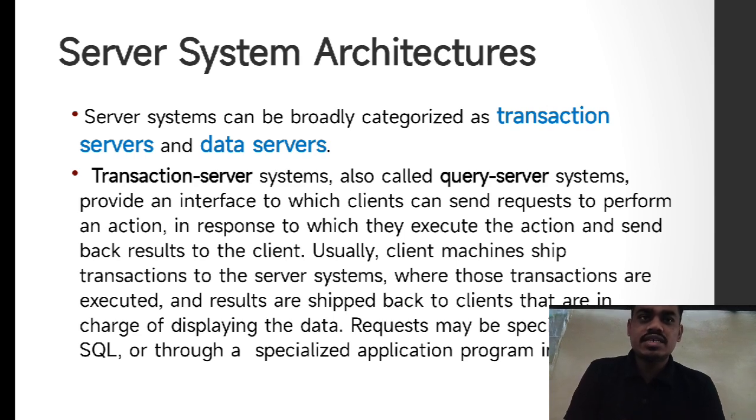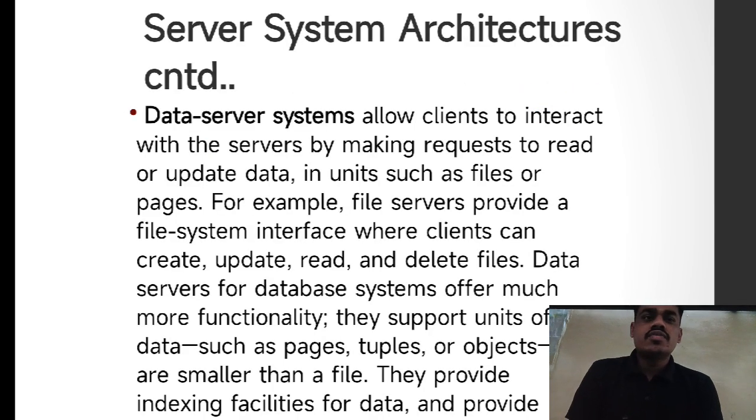The second one is data server systems, which allow clients to interact with the servers by making requests to read or update data in units such as files or pages. For example, file servers provide a file system interface where clients can create, update, read and delete files.